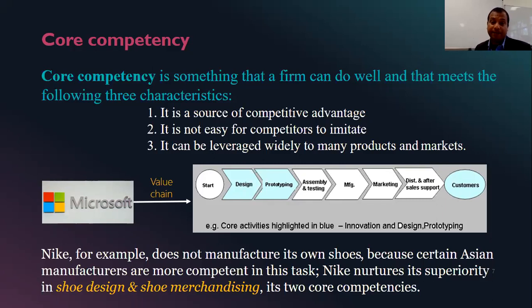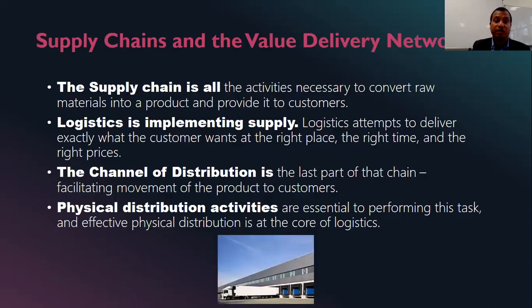Take another example like Nike. The company doesn't manufacture its own shoes, because certain Asian manufacturers somewhere in Thailand or Indonesia, or in other Asian countries like Sri Lanka or Bangladesh or India, are more competent in manufacturing. So Nike nurtures its superiority in terms of shoe design and shoe merchandising. So they are saying that manufacturing is not our core competency. What core competency do we have? In design and merchandising.